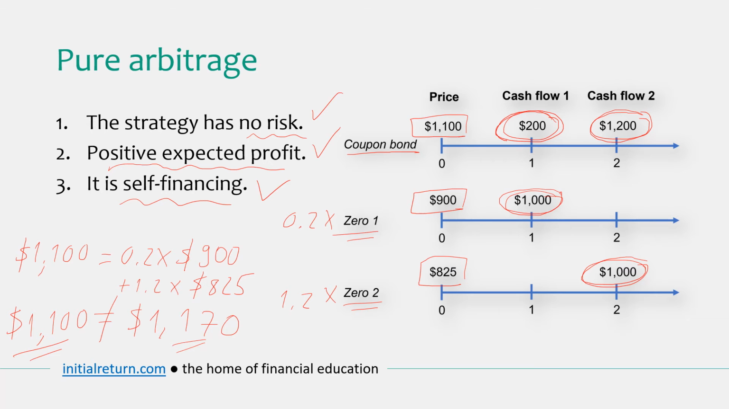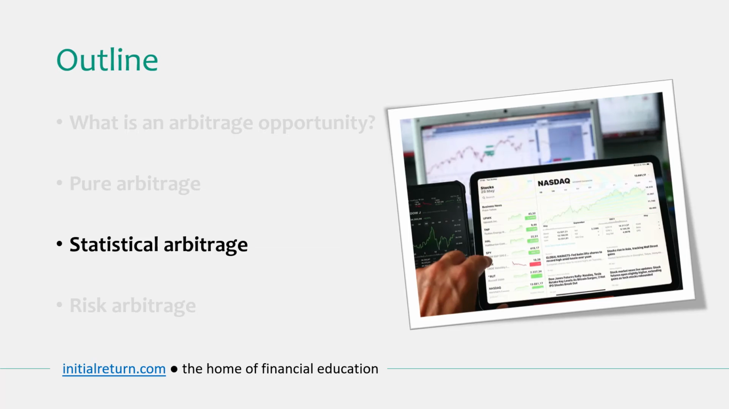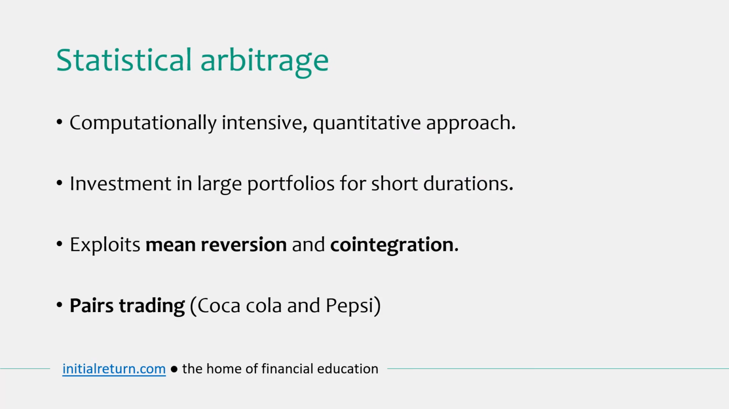All right, so this was our first type of arbitrage opportunity. Now let's move on to the next type, which is statistical arbitrage. This is an interesting concept. Again, this is commonly used by investment banks and hedge funds, mainly because it's a computationally intensive method and it's a highly quantitative approach as well. It has its roots in what's called pairs trading, which is the last bullet point here.